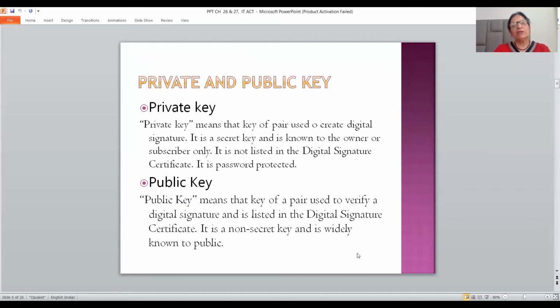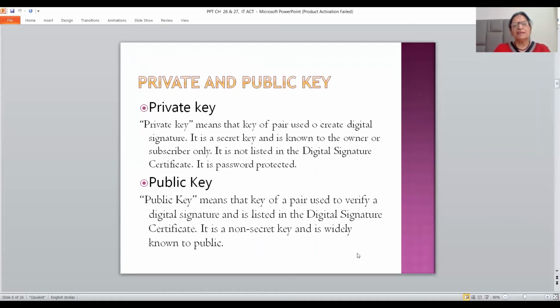So first of all, I would like to distinguish between private key and public key. Private key and public key are the keys of the key pair. Private key is private. It is kept by the subscriber. Subscriber is the owner of the private key. It is always used to create a digital signature. And private key is not listed in the digital signature certificate. Public key is the key of the key pair which is used to verify a digital signature. It is listed in the digital signature certificate, and it is a non-secret key and is widely known to the public.